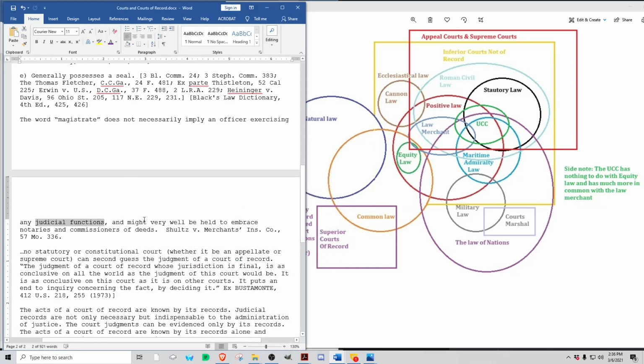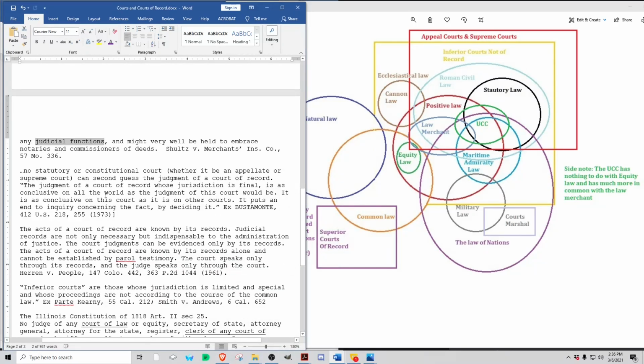So, and this is an interesting aspect of a court of record, that no statutory or constitutional court, whether it be an appellate or Supreme Court, can second-guess the judgment of a court of record. The judgment of a court of record whose jurisdiction is final is as conclusive on all the world as the judgment of this court would be. That's the Supreme Court talking, by the way. It is as conclusive on this court, meaning the Supreme Court, as it is on all other courts. It puts an end to inquiry concerning the fact by deciding it. Right?